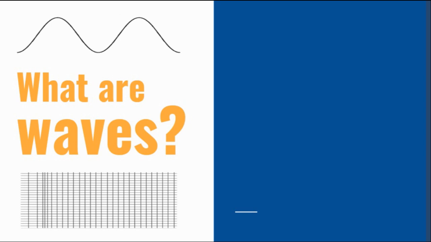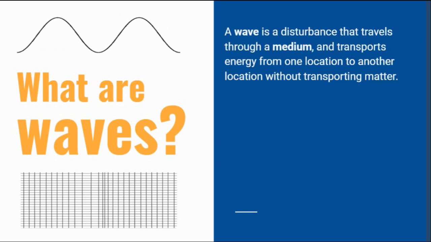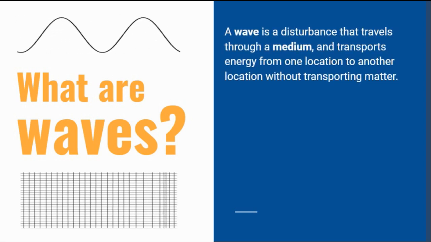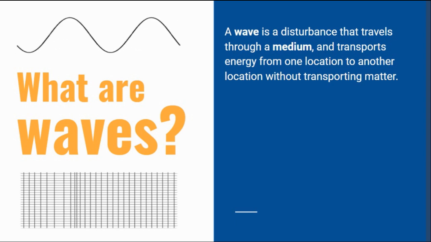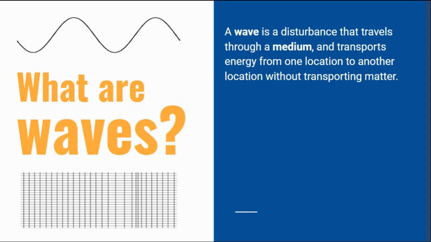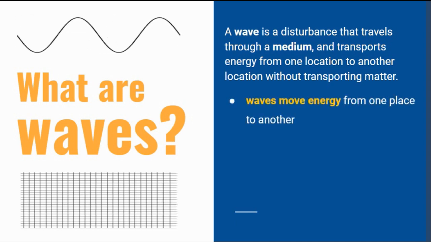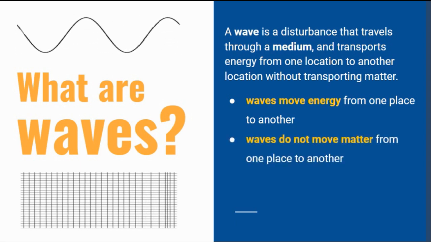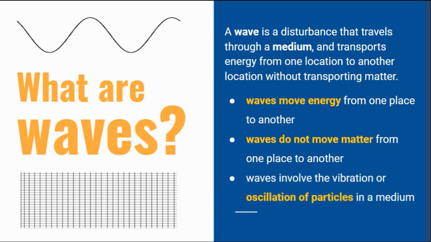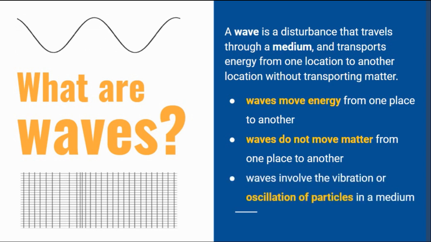In the previous lesson, we identified what waves are. A wave is a disturbance that travels through a medium or through space and transports energy from one location to another without transporting matter. There are three key components that we covered. Waves move energy from one place to another. Waves do not move matter from one place to another. And waves involve the vibration or oscillation of the particles in a medium.